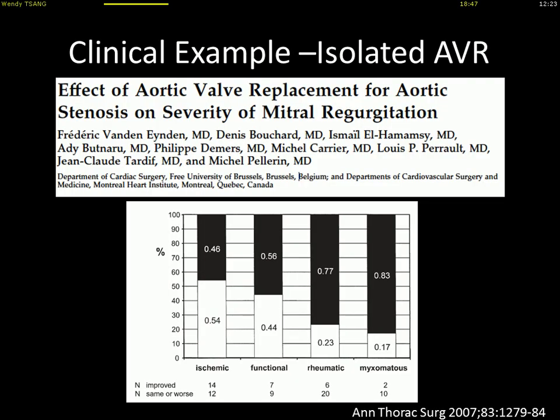Does this exist clinically? Well, there are a lot of case series in the surgical literature, looking initially at aortic valve replacement and at what happens to the mitral valve afterwards.